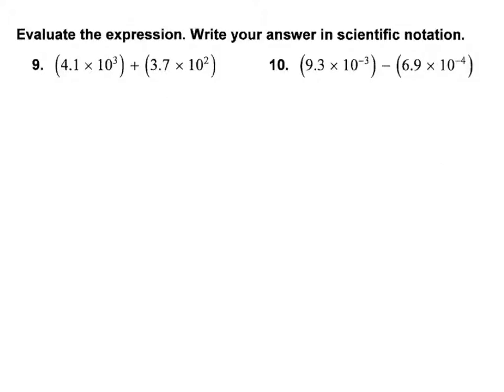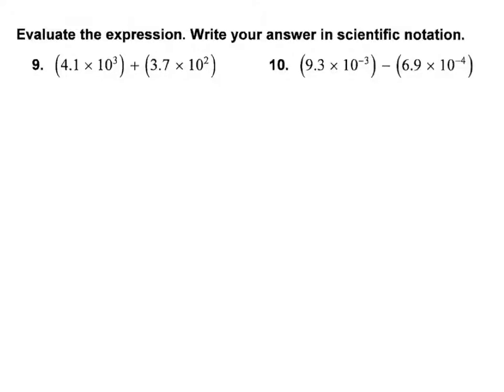On number 9, it's asking us to add these scientific notations. However, there's something that jumps out at me about this problem. In this problem, I have a 10 to the third and I have a 10 to the second. On all your homework so far, these are exactly the same, and in this case, it's not. So one thing that we can do is make them have the same exponent. We could either change them to 10 to the third or 10 to the second. Let's talk about how we can change this.